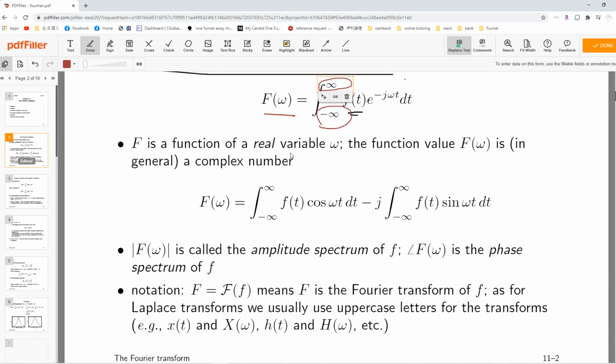Okay, and f is a function of a real variable. Omega is a frequency, so it's a real variable. And F of omega in general is a complex number.